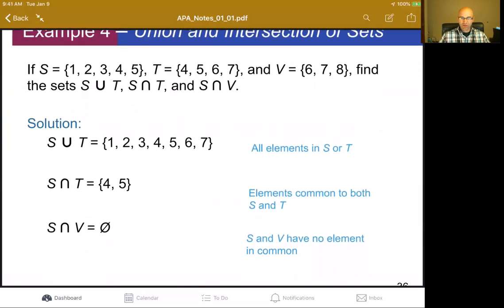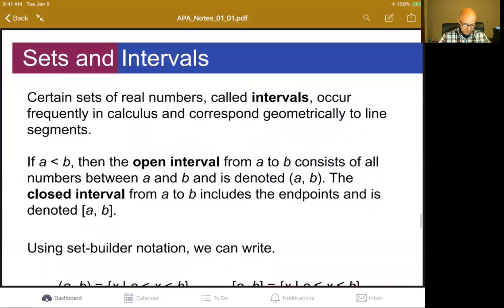As a couple examples, here you go. So if S is 1 through 5, and T is 4 through 7, and V is 6 through 8, all of these being just integers, we're going to find unions and intersections of these things. So the union of S and T is all the numbers that are in either S or T. So 1, 2, 3 is in S, 4 and 5 are in both, and 6 and 7 is in T. You get them all. The intersection of S and T is just 4 and 5. The only numbers that are in both. So that's the intersection. The intersection of S and V now, okay, S was 1 through 5 and V is 6 through 8. There's nothing. They don't have anything in common.